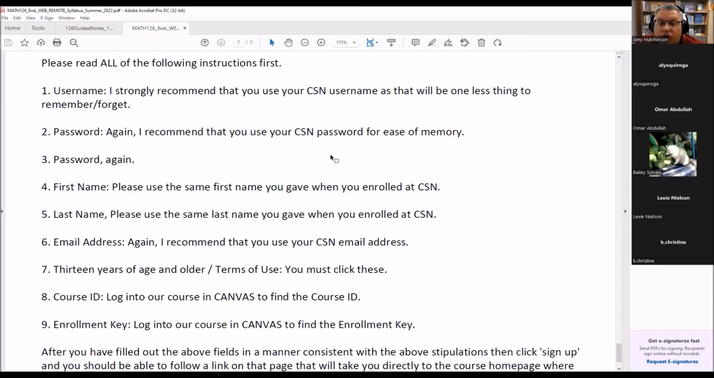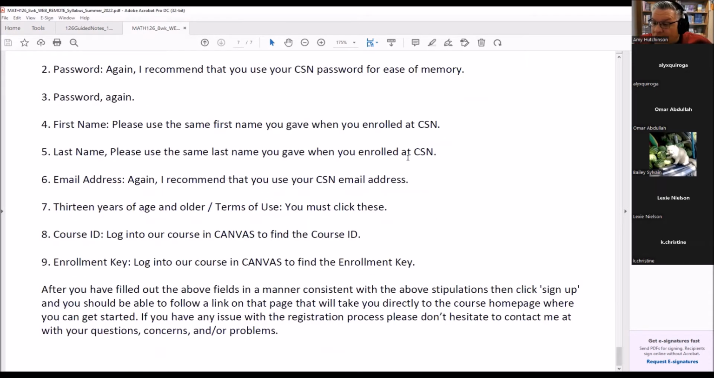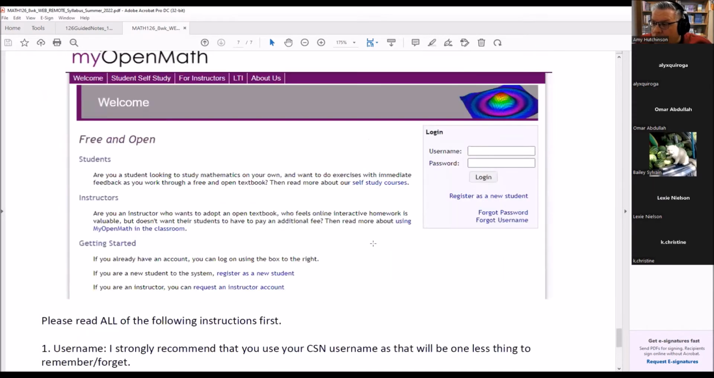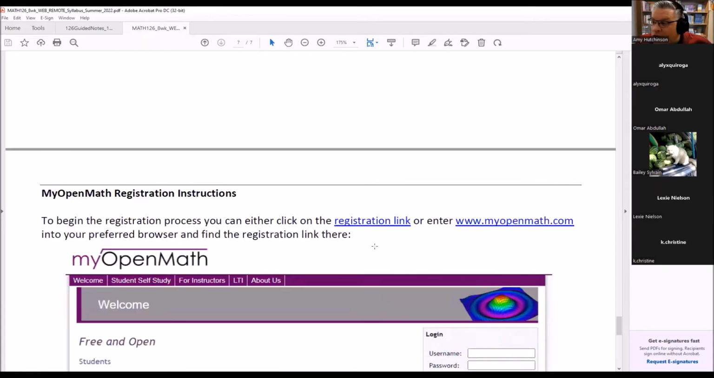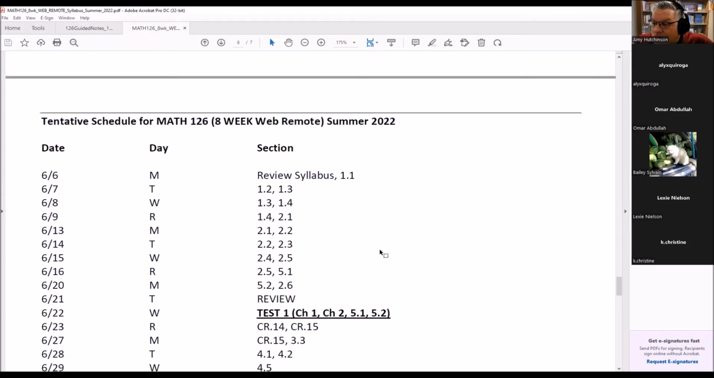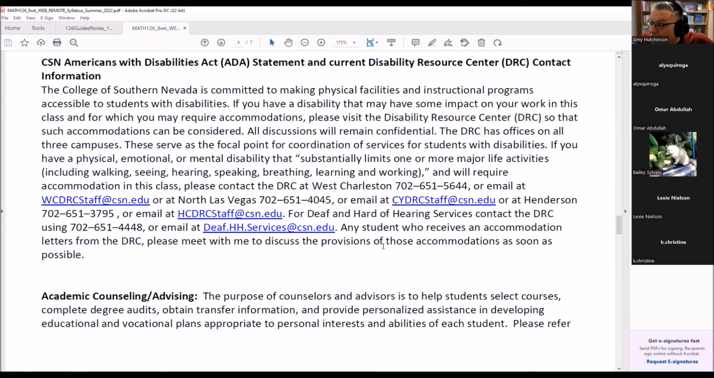If you've already used My Open Math in a previous course, you might be able to just use your same login information, so you don't have to register again, and you can just add my particular course. Again, at the end, it'll ask for the course ID and enrollment key. You just look in Canvas to find all that information. So that's how you enroll. Again, it's completely free. You can get started today.